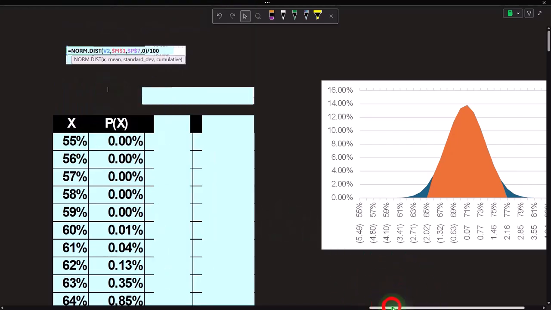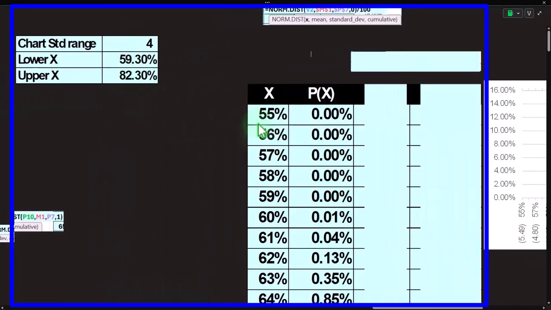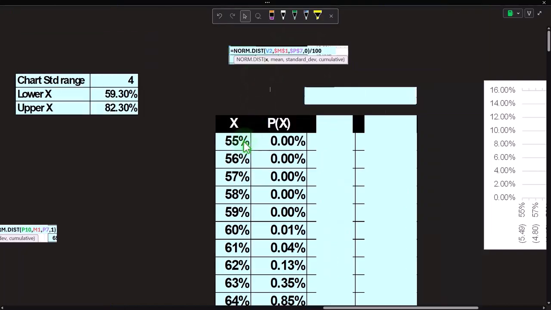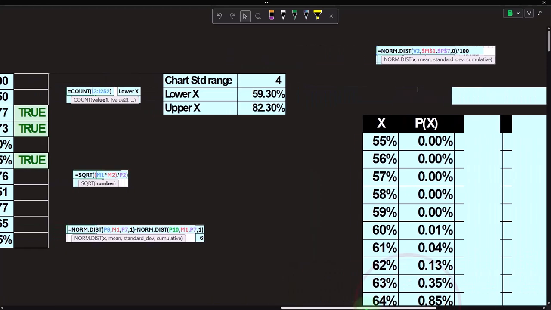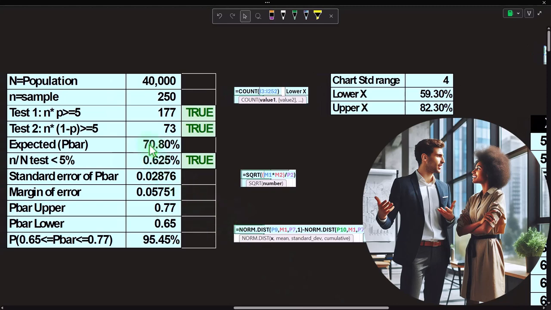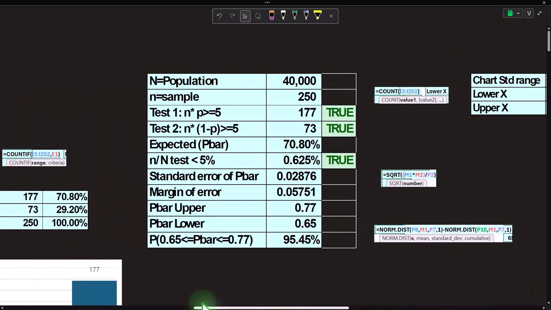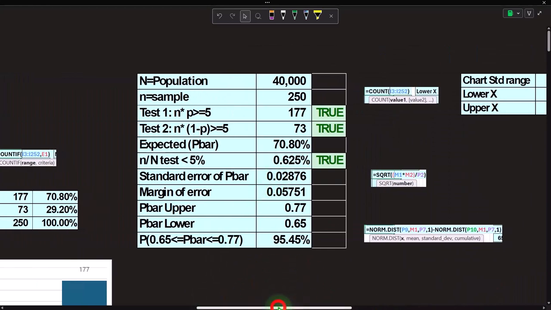So now we have our X's. I'm going to represent them as percents. The lower one is 59, I started at 55, because these will keep changing in my actual Excel worksheet, so I made it a little bit wider. Then we're going to do the norm.dist for each of these X's. It's simply the norm.dist of x, then the mean, which is the middle point right there, and then the standard deviation, which is the standard error, right there.